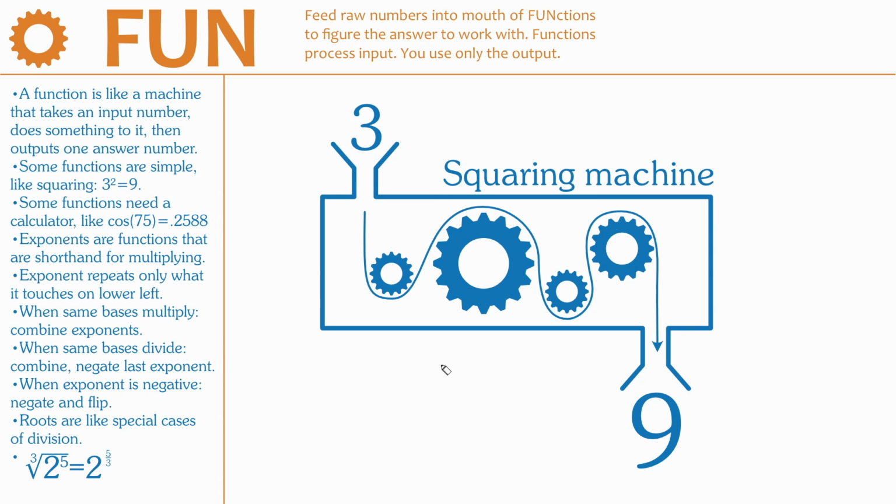It always comes out the same way. I put 2 into the squaring machine, I get 4. Put in 3, I get 9. Put in 4, I get 16. Put in 5, I get 25. You get the idea. The machine operates the same way every time, no matter what input you put in, and then you get your answer out.